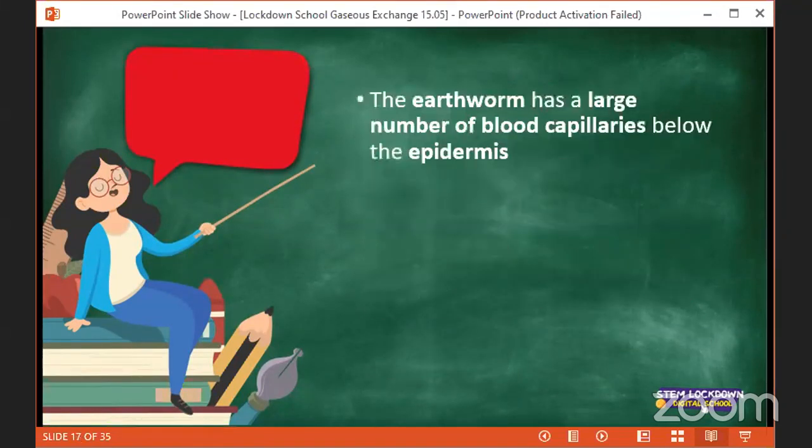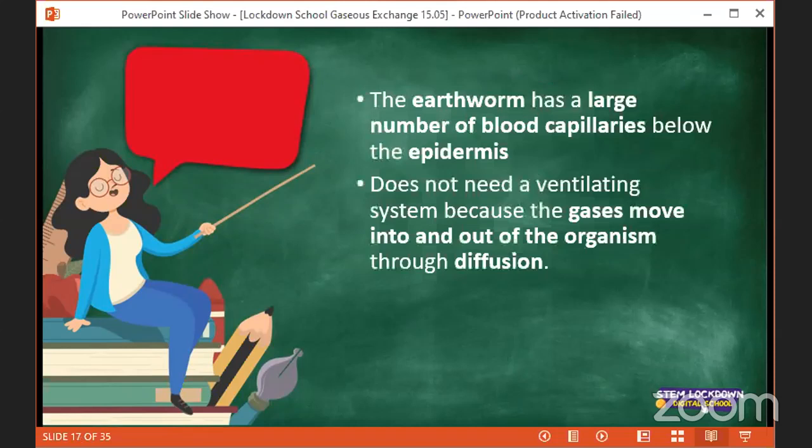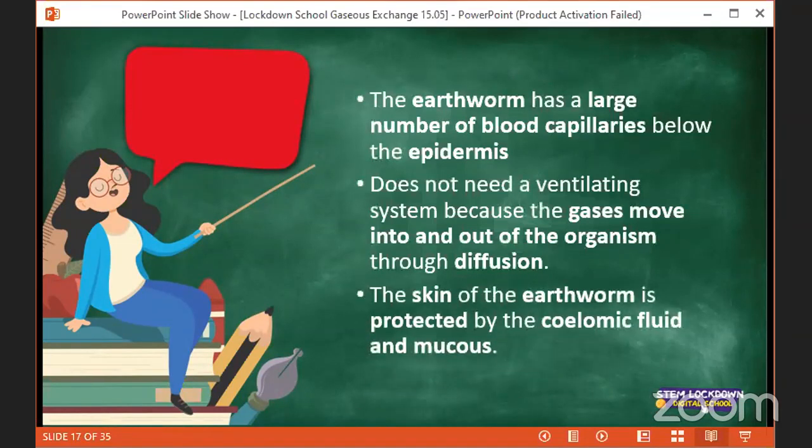Again, the earthworm has a large number of blood capillaries below the epidermis. And then it does not need a ventilating system because gases move into and out of the organism through diffusion. And lastly, the skin of the earthworm is protected by chromic fluid and mucus, right?